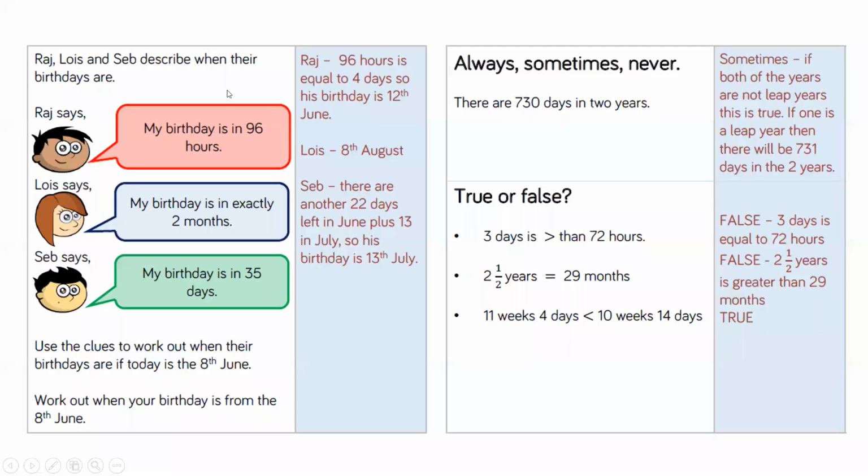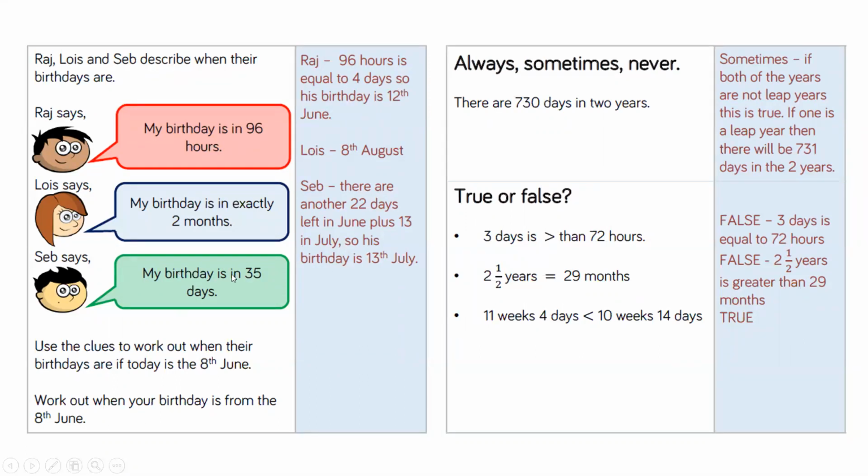Right, so let's take Raj's first, in 96 hours' time. So how many hours are there in a day? We know there's 24 hours in a day. So that'll be 48 hours for 2 days. So 96 is 4 days on. So 8th of June plus 4 days, we know that Raj's birthday is on the 12th of June. Lois is 2 months exactly. So the 8th of June plus 2, so 8th of July, 8th of August, that's in 2 months' time.